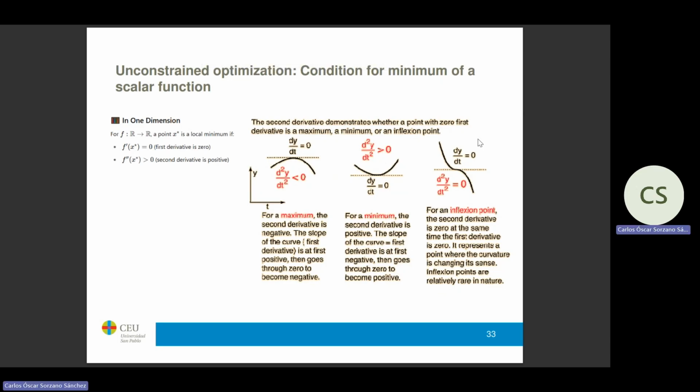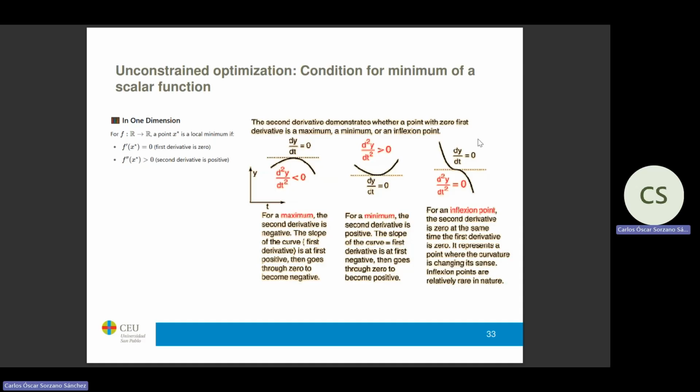Okay, so today we will start characterizing what meaning looks like. And for that, we will use something that you know. In one dimension, if you have a function that takes a real argument and returns a real number, and you want to know if a given point is a minimum, then there are two conditions that this minimum has to fulfill.